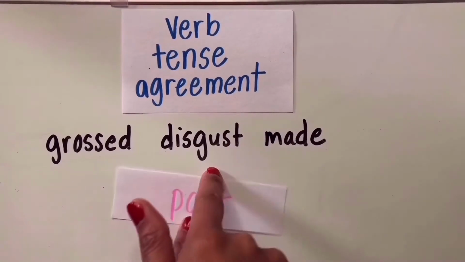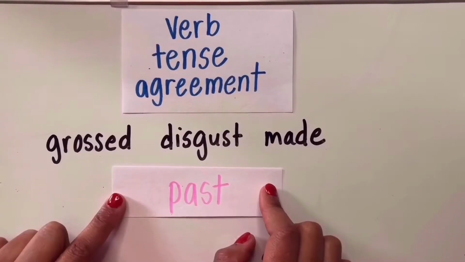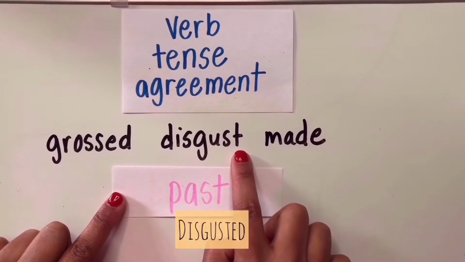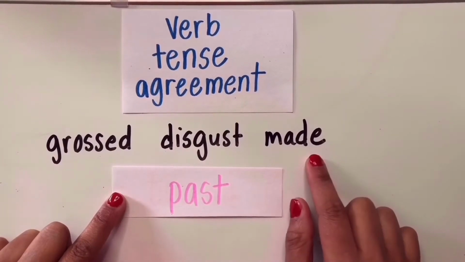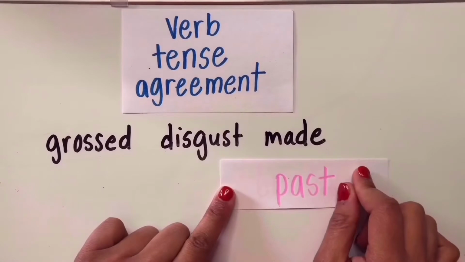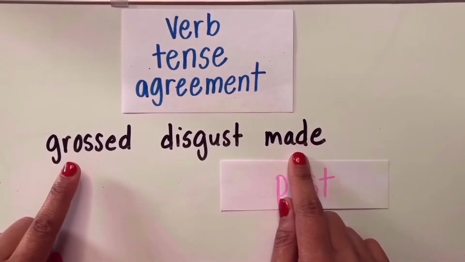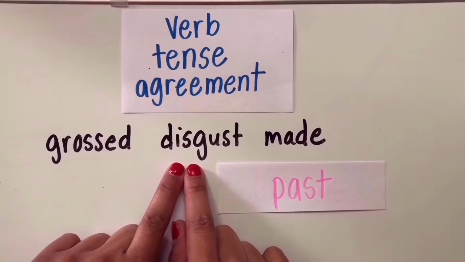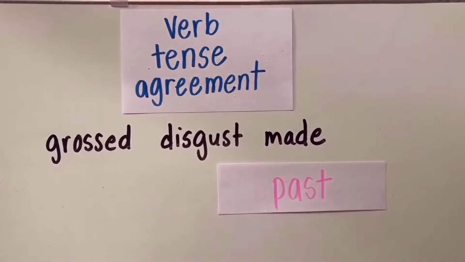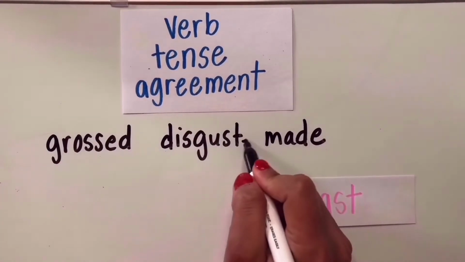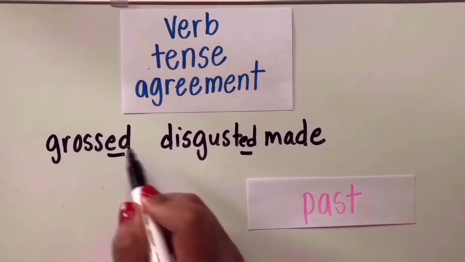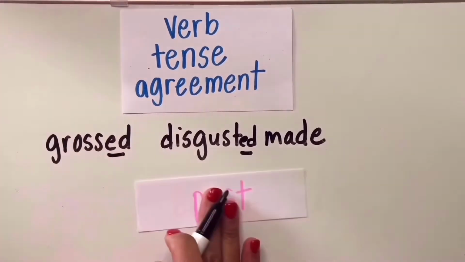The next one is disgust. I was disgusted. That's the past tense, so this means this is in the present. And then made is in the past. So far I have past tense, and then this one is talking about the present. If I want these verbs to have verb tense agreement, I would have to add an -ed at the end of discussed. Now all of these verbs agree that they are in the past tense.